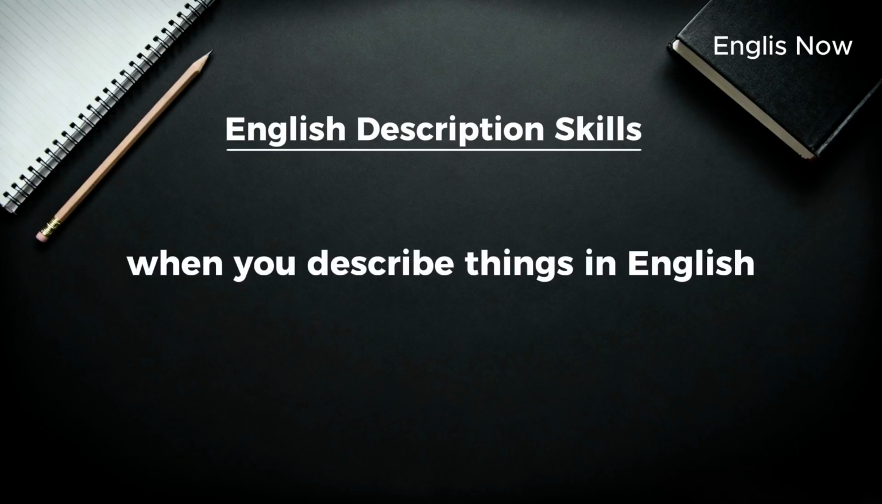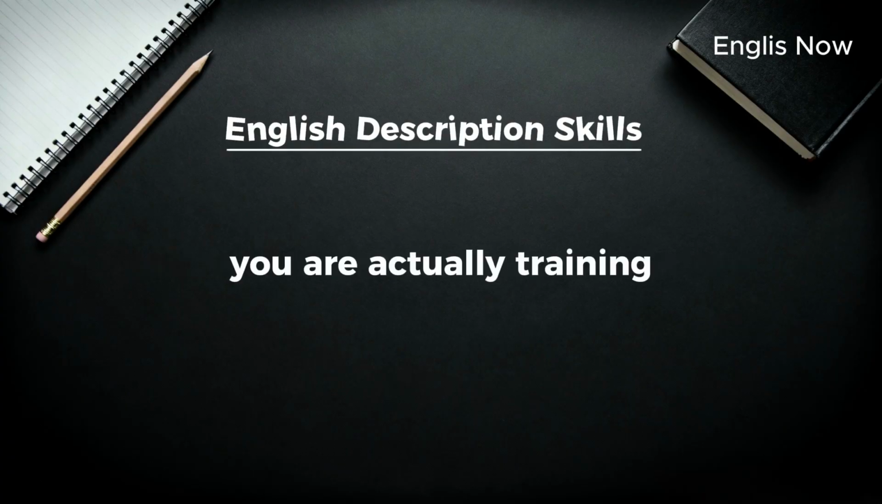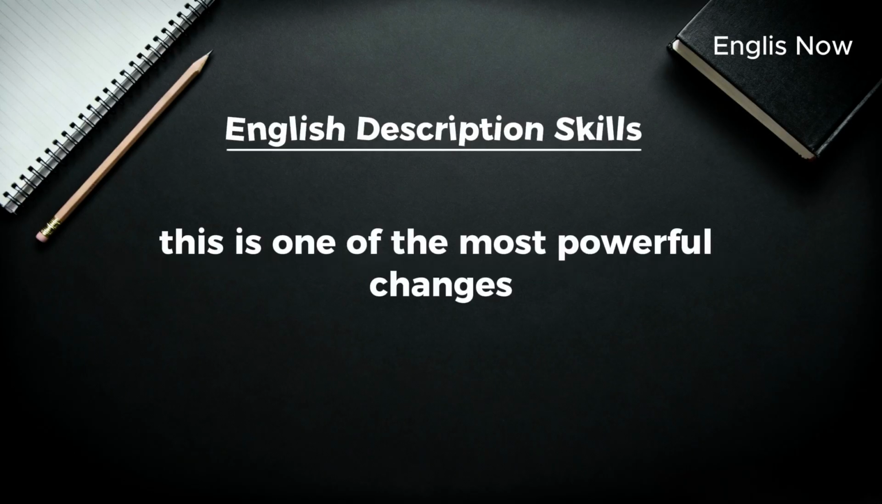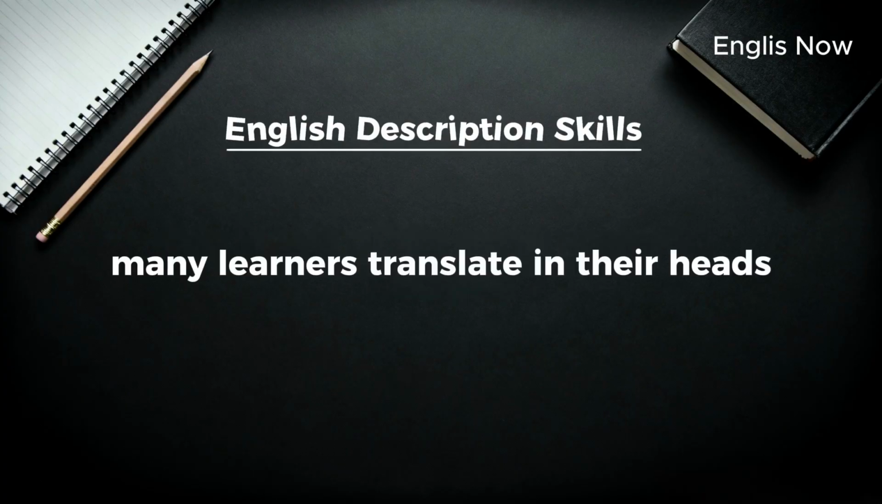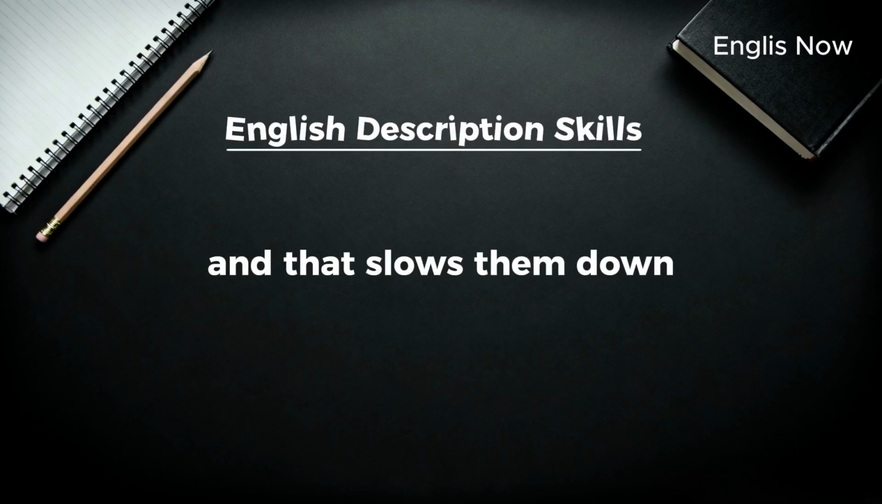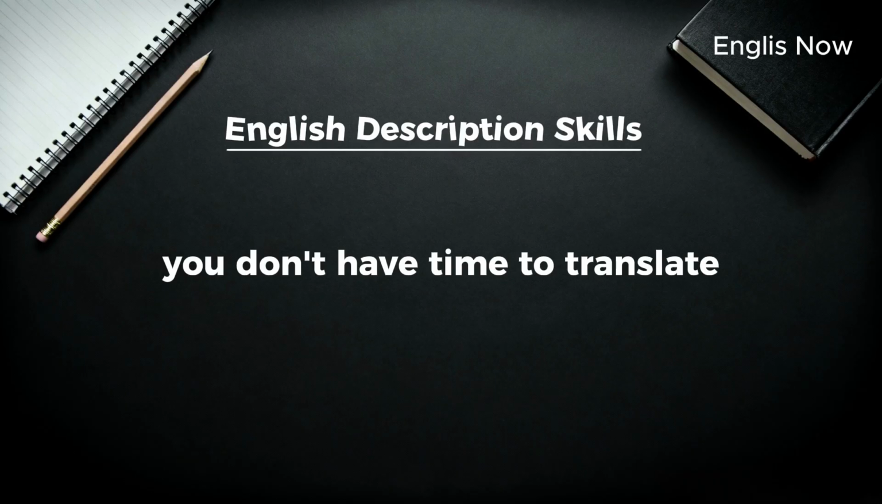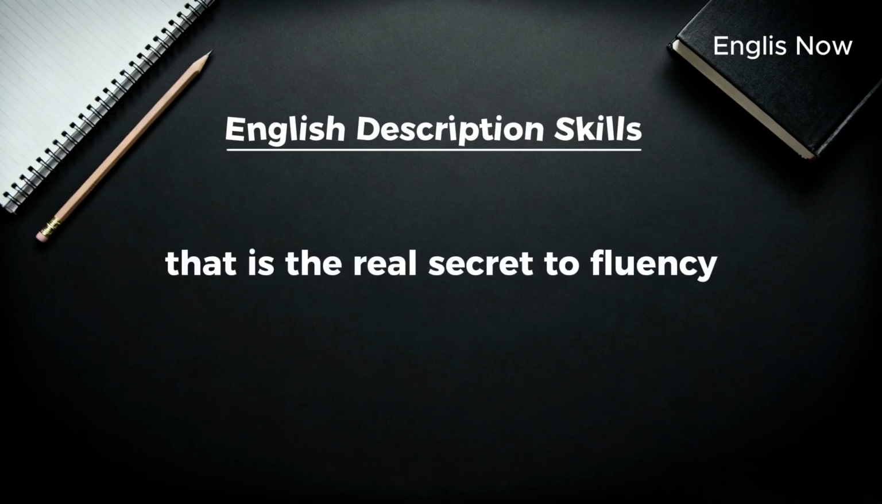When you describe things in English, you are not just learning vocabulary. You are actually training your brain to think directly in English. This is one of the most powerful changes a learner can make. Many learners translate in their heads from their native language to English, and that slows them down. But when you focus on describing what you see right now, you don't have time to translate. You simply connect your thoughts to English words. That is the real secret to fluency.